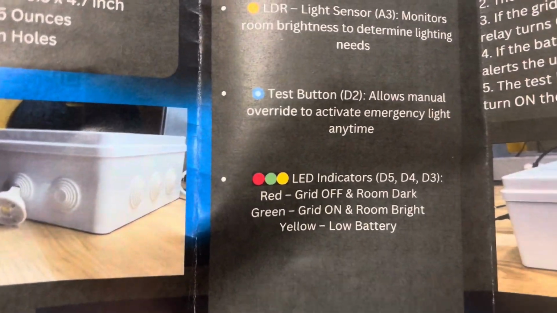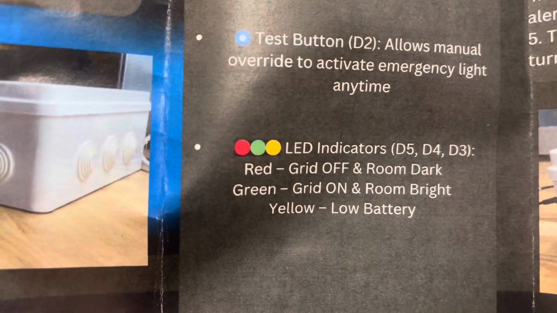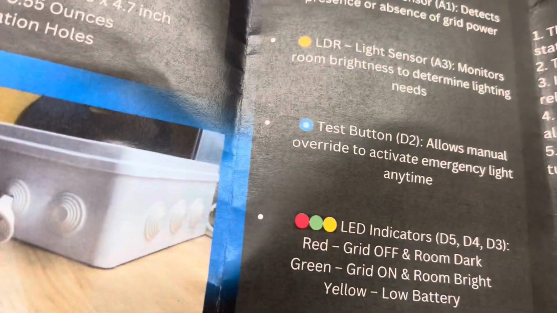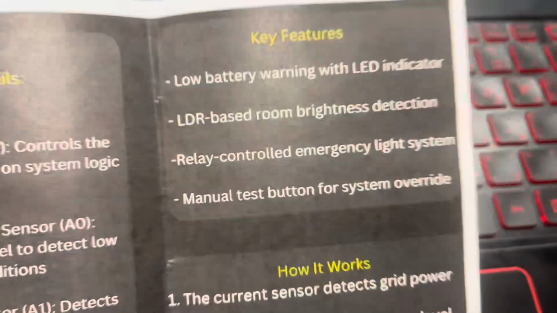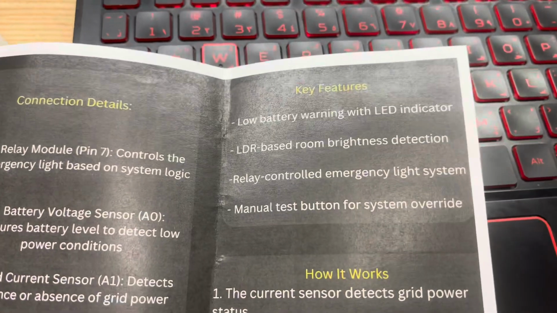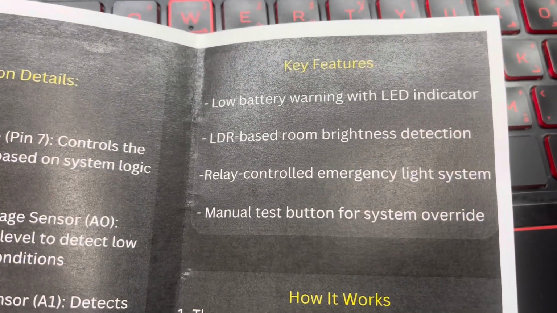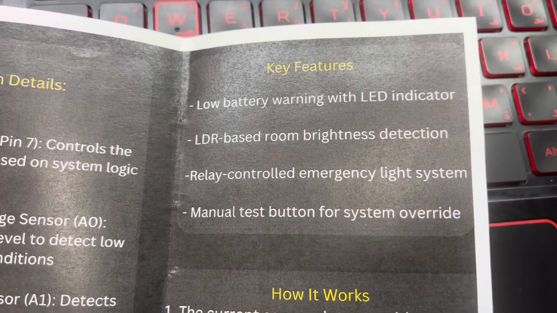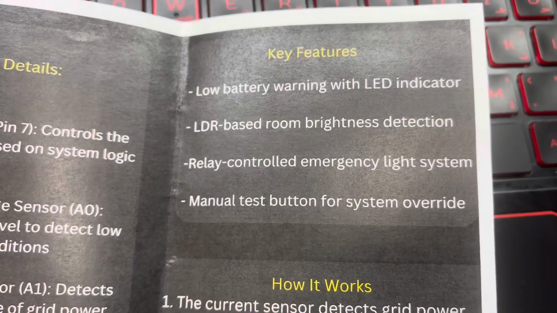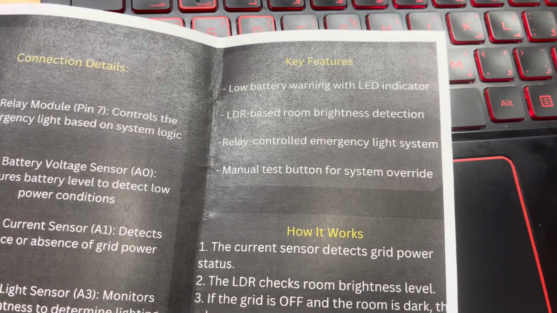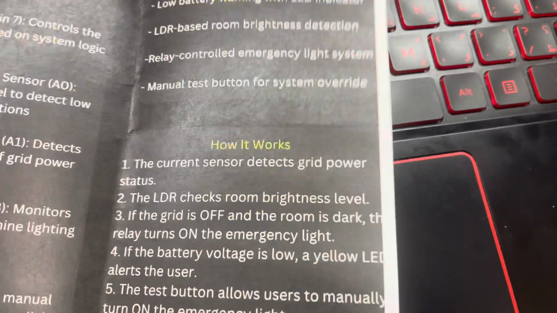As you can see, everything that I've just told you is written here, and later on I'll prove it when I'm running the product. The key features are: it gives you low battery warning with the LED indicator. There's LDR based room brightness detection, relay control emergency light system, and manual test button for system override.